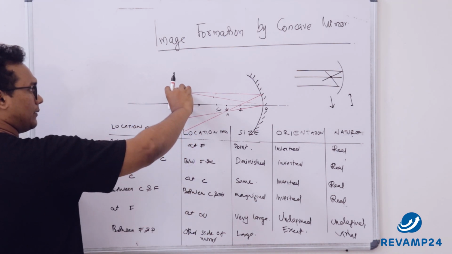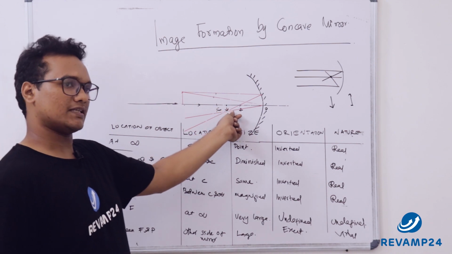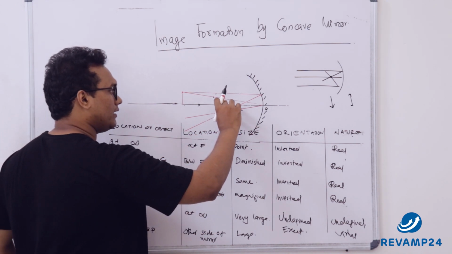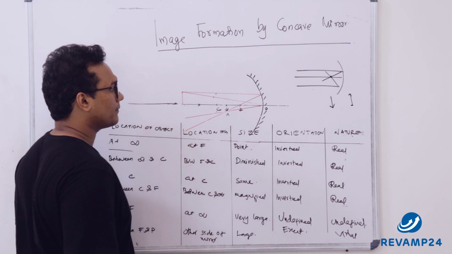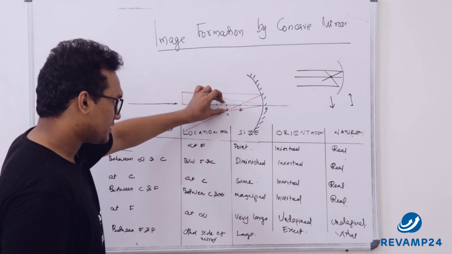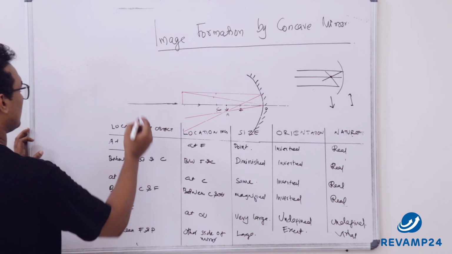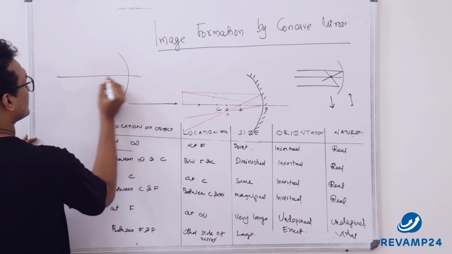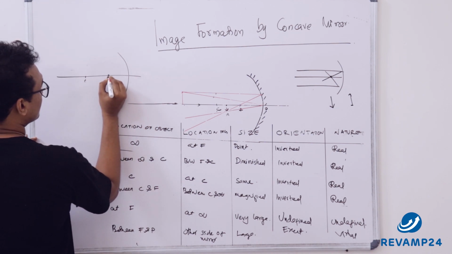So if I'm keeping my object here, I will have my image here. Now if I'm keeping my object here, I will have my image here. So anyway, I'll redraw it. This is my C and this is my F.